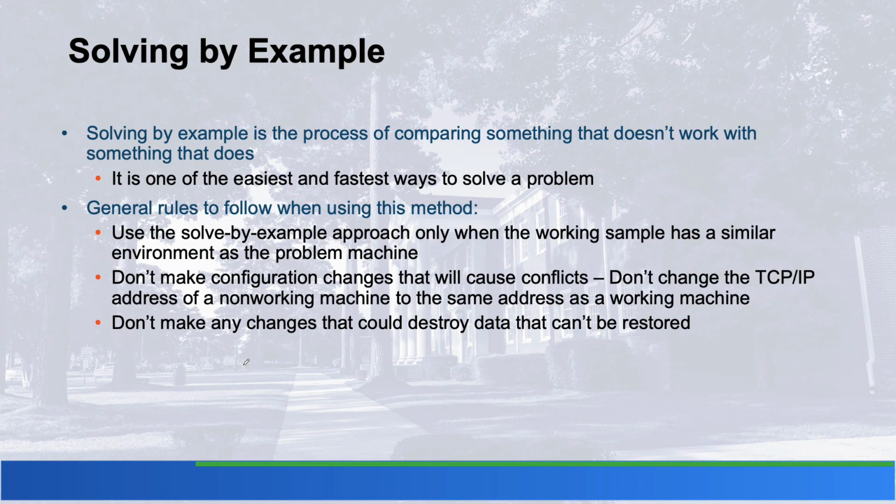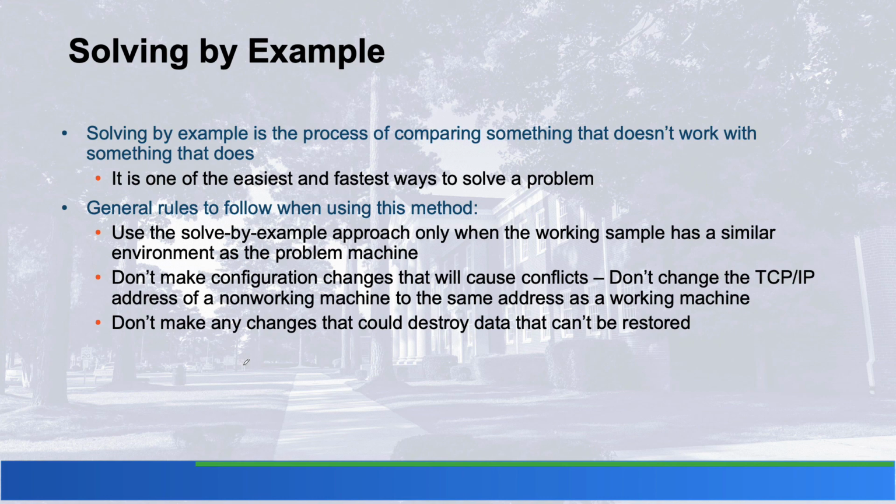Solving by example is a process of comparing something that doesn't work with something that does. So if you have two switches in the network and one is working and one is not, look at the configuration of the switch that is working and try to find differences in the two configurations for the switches. Solving by example is one of the easiest and fastest ways to solve a problem.